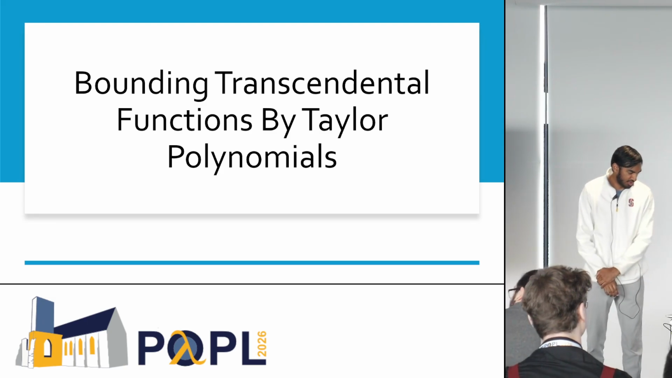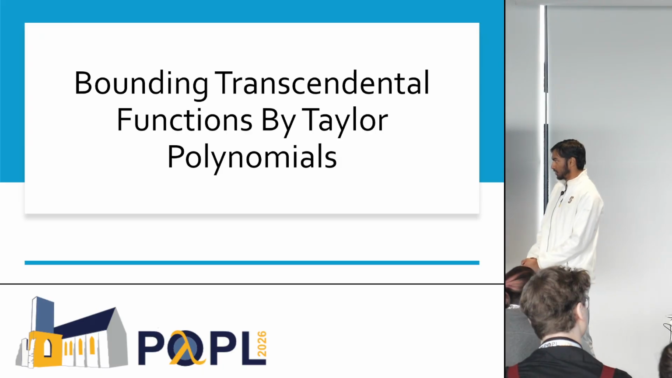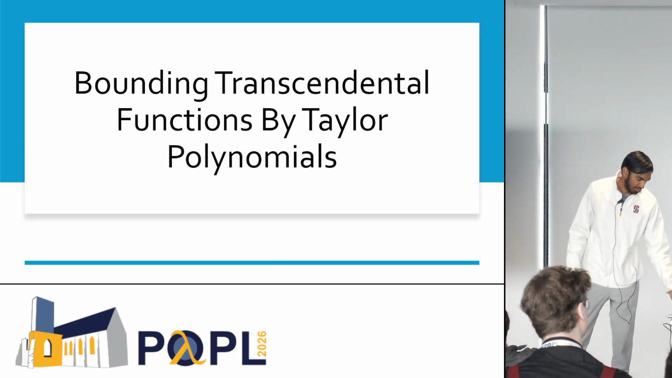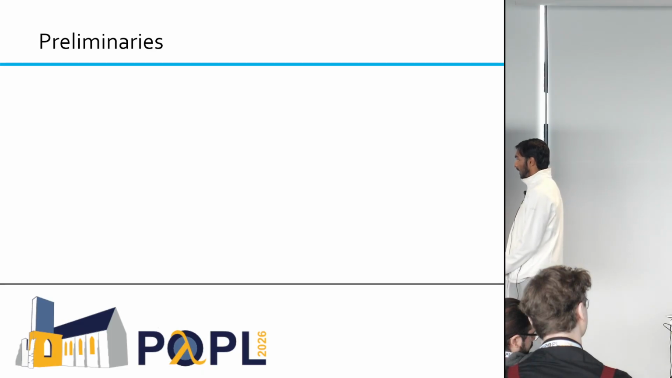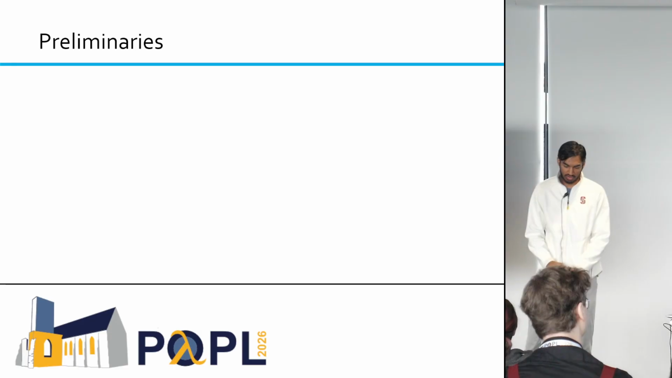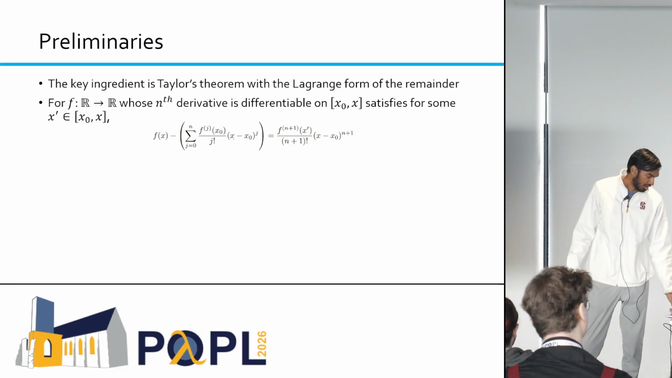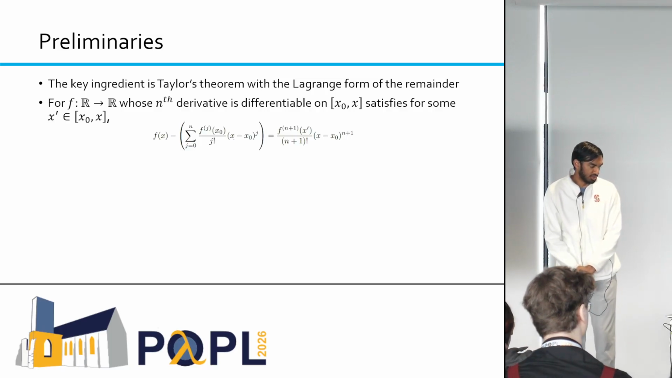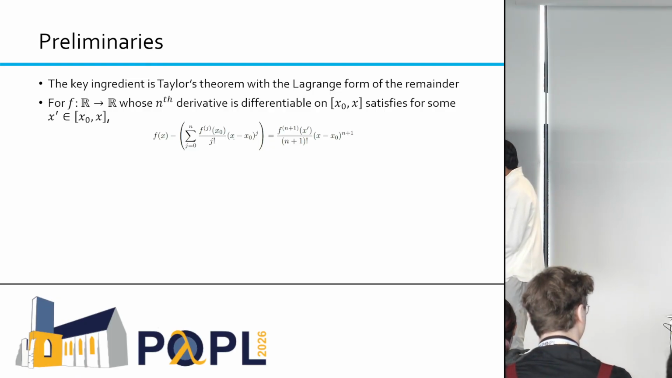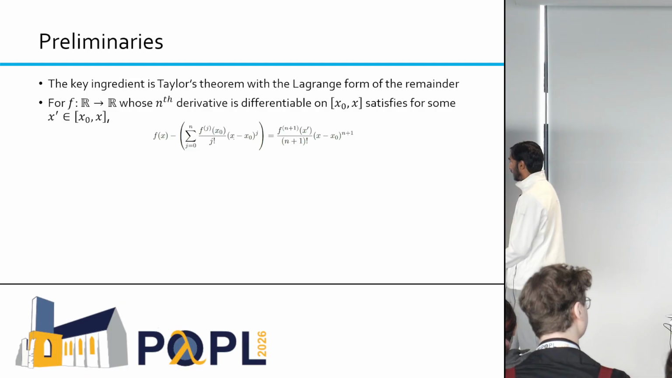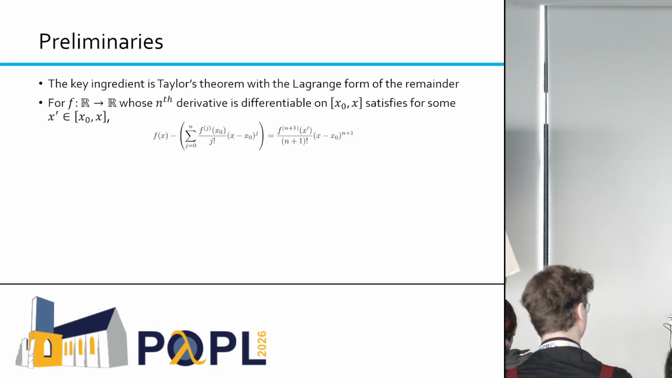And finally, the third set of rules, which is bounding transcendental functions by Taylor polynomials. The idea is to use Taylor approximations as linear approximations to the sine function and the exponential function. The main theorem we use is the Lagrange form of the Taylor remainder theorem, which says if you have any function f that is differentiable and has its nth derivative differentiable in this interval, then f minus the nth Taylor polynomial is this remainder expression.